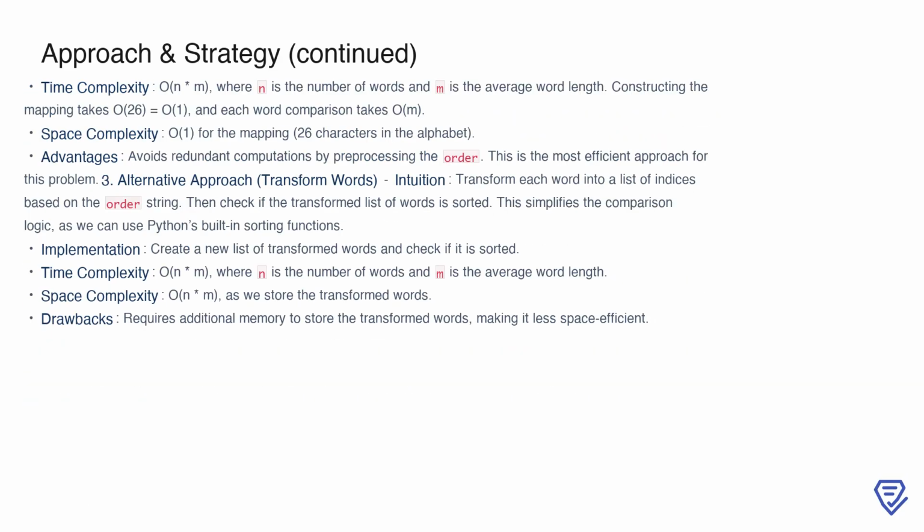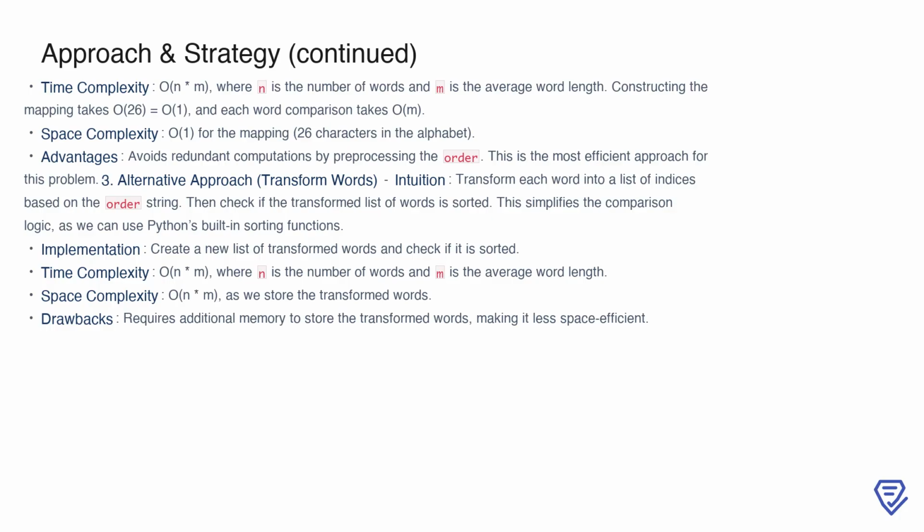The optimized approach has clear advantages in terms of time and space complexity. Constructing the character mapping takes constant time since there are only 26 letters in the alien alphabet. Word comparisons are done in linear time relative to the length of the words, making the overall complexity O(n*m), where n is the number of words and m is their average length. The space complexity is minimal as we only store the character mapping, which is fixed at 26 entries. This makes the approach both scalable and memory efficient. Another alternative we considered is the transformation approach.